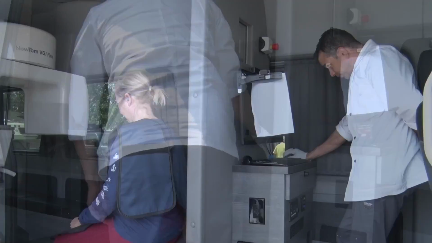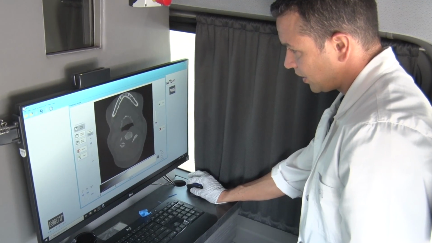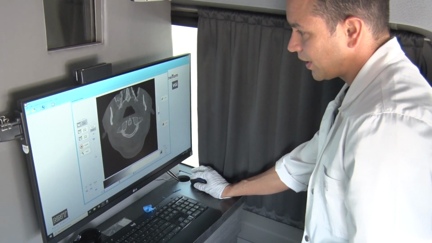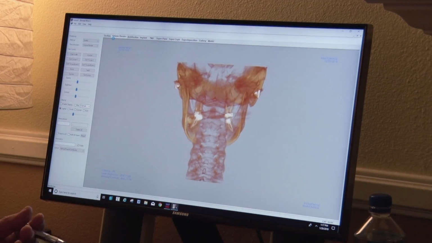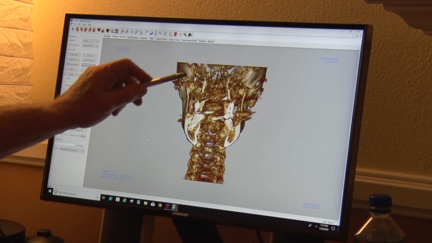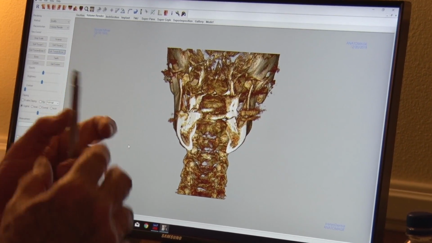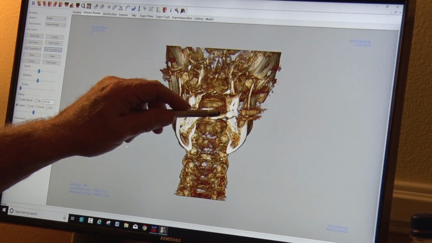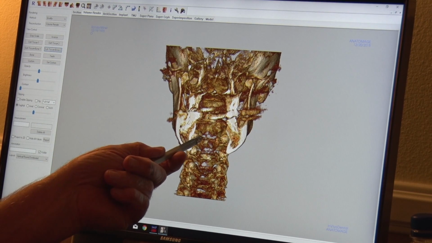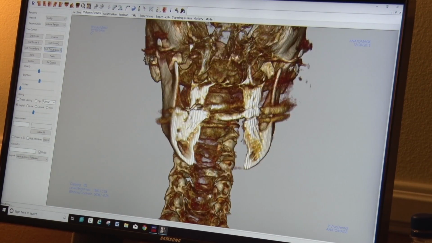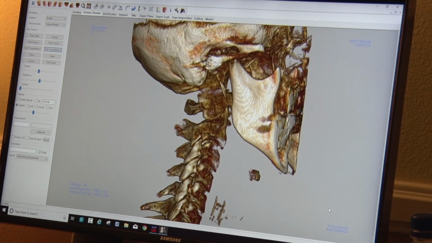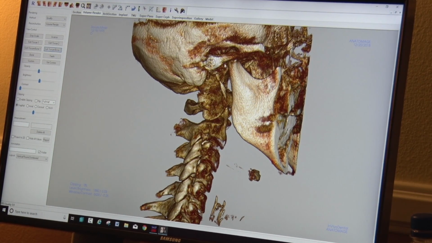So initially we get this scan, and I'm going to take you through why this is so unique, so effective, and so important. This is a 3D rendering of the cervical spine. So what you see here, this is the front view, and we've cut out what they call the mandible, the front part of the jaw, so we can see into the cervical spine and see if there's any pathology there, anything unusual, any anomalies. We can move it around a little bit.